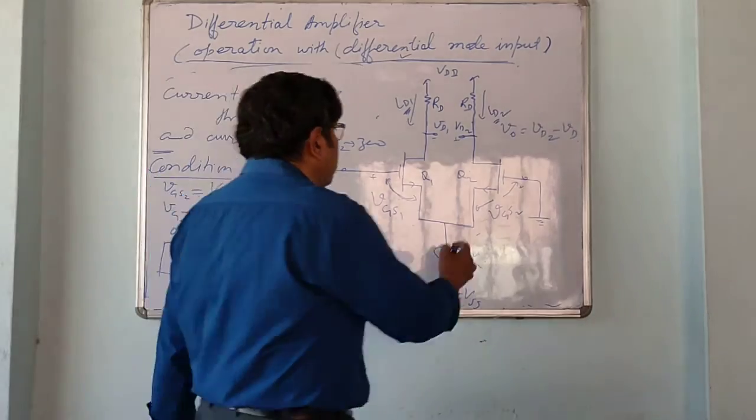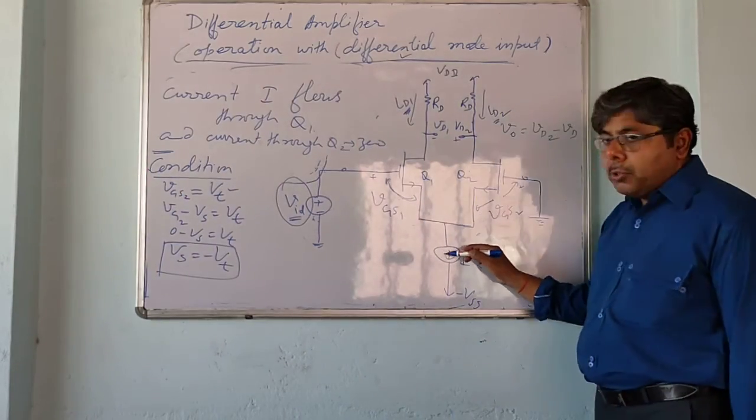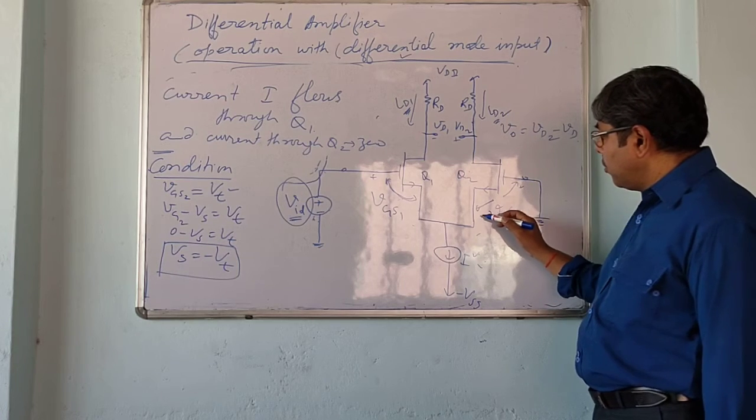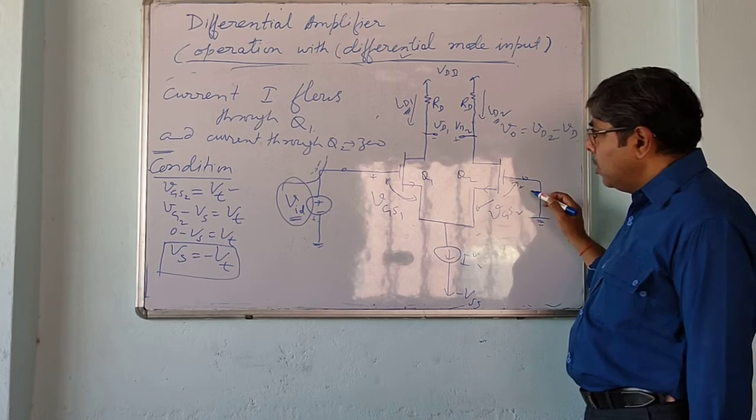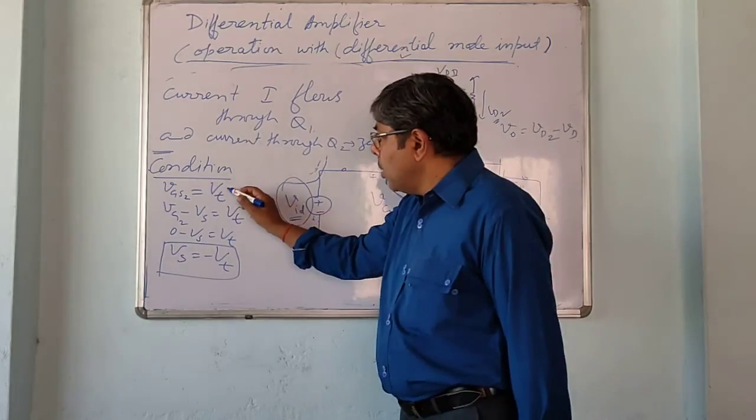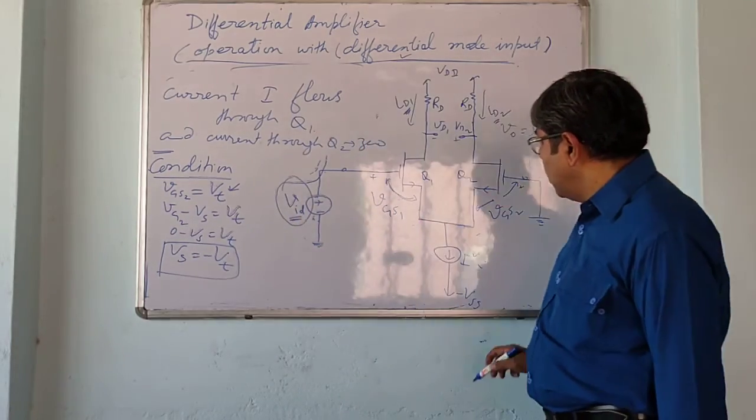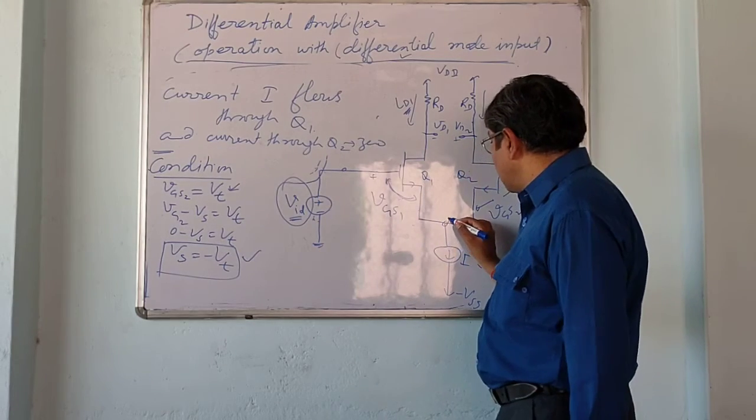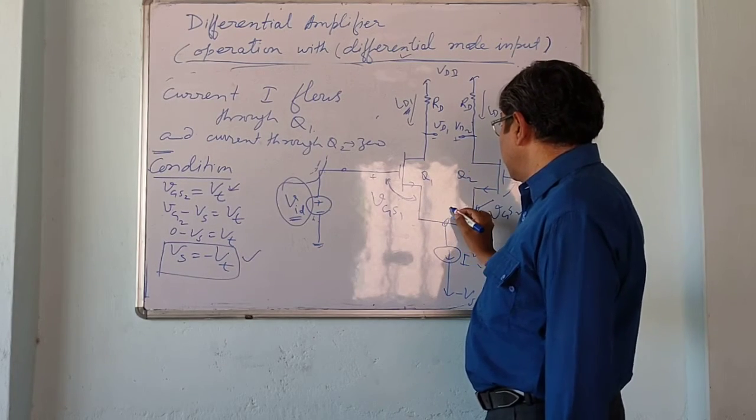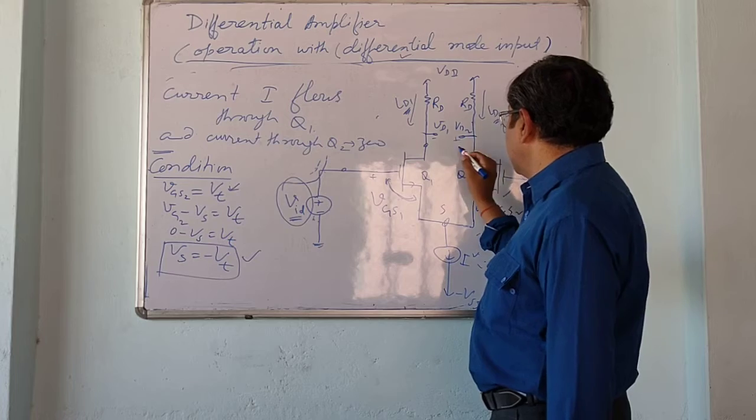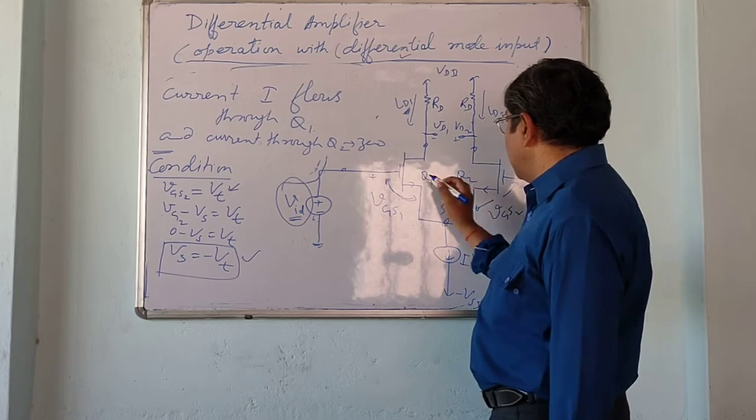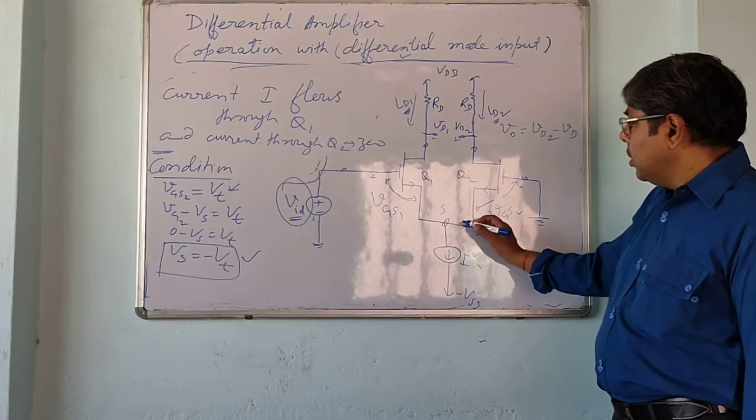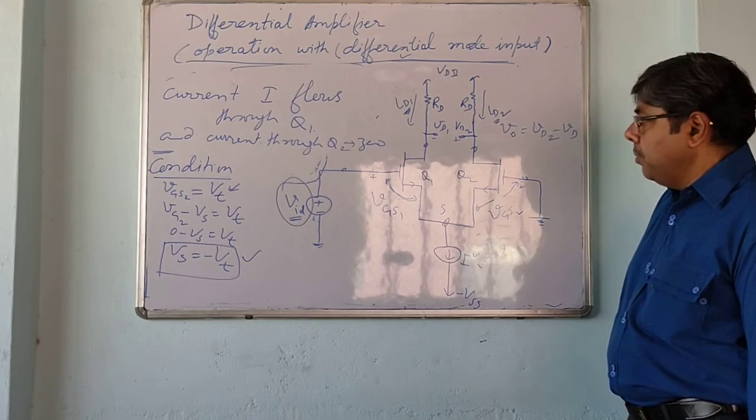When current through this transistor becomes zero, this value of voltage VGS2 must be equal to the threshold voltage, and from here we can find out the source voltage. This is the source, common source is there. These are drains, these are two gates, and sources are common. So the source voltage is minus Vt.